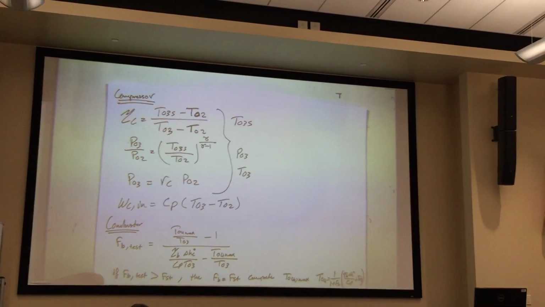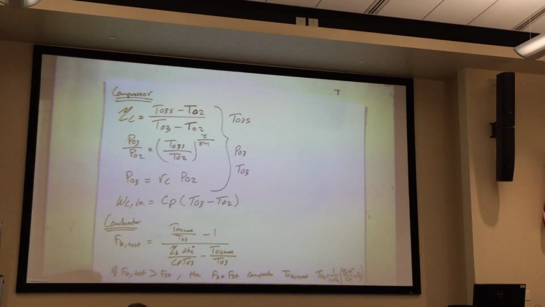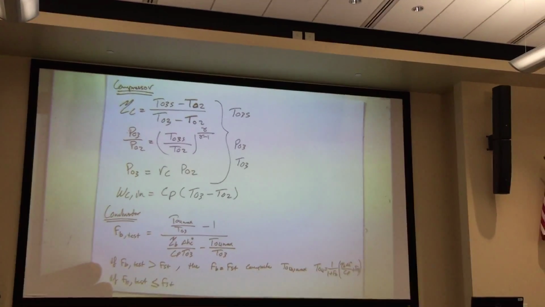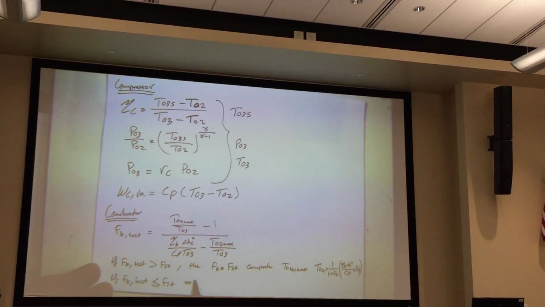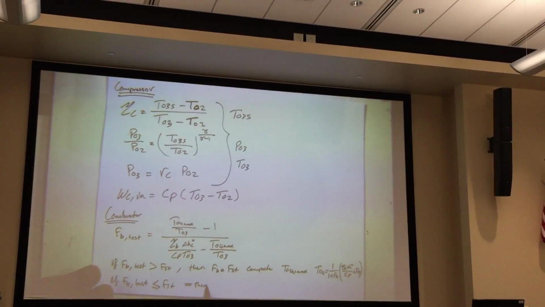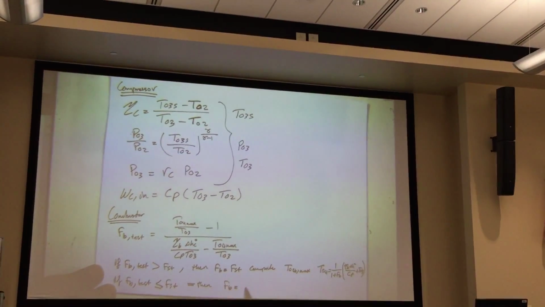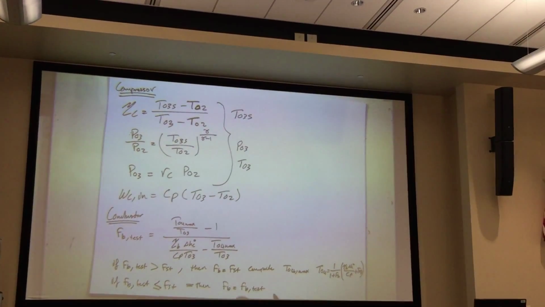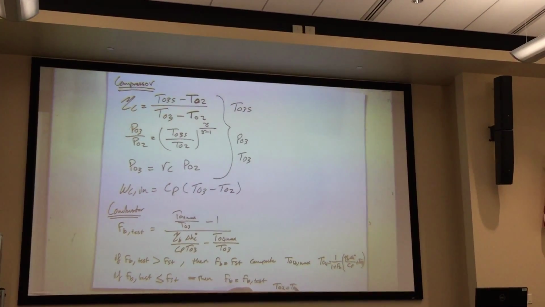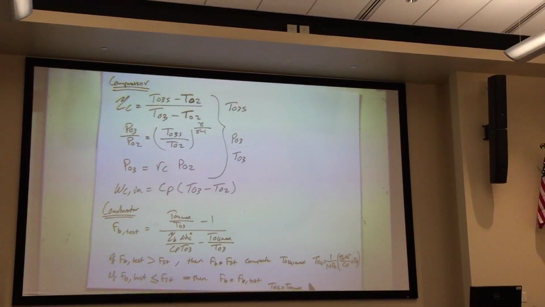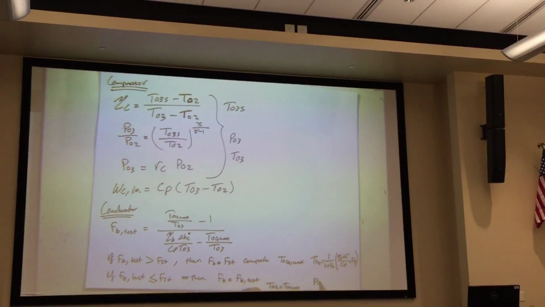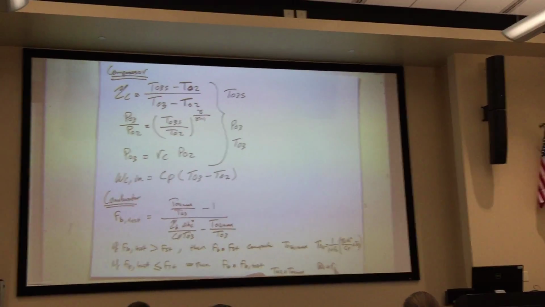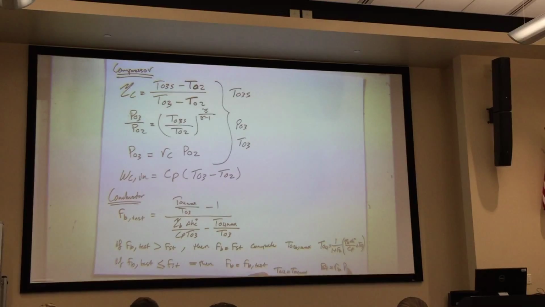If FB test is less than or equal to F stoic, then FB is equal to FB test. And obviously TO4 is equal to TO4 max. And you can get your pressure ratio from PO4 is equal to R across the burner, whatever losses you have across the burner, times PO3.